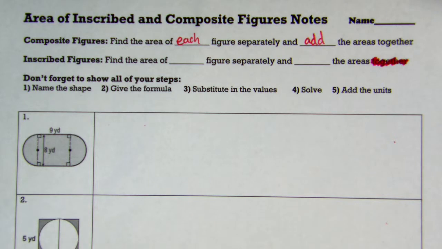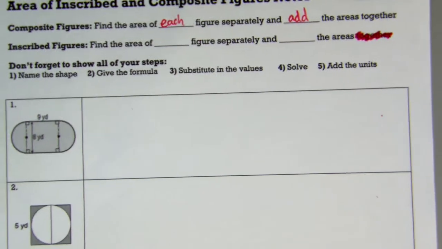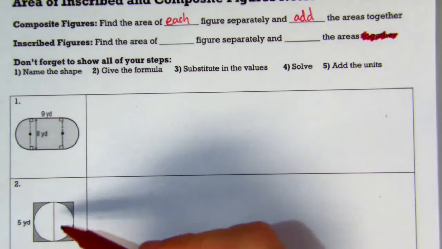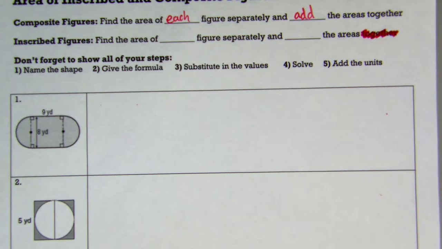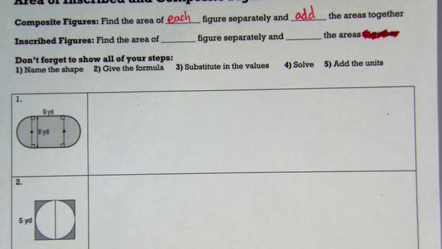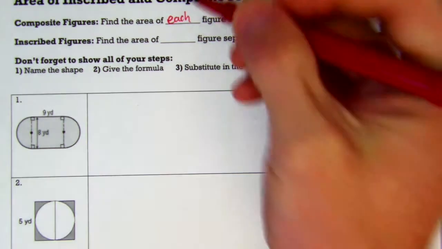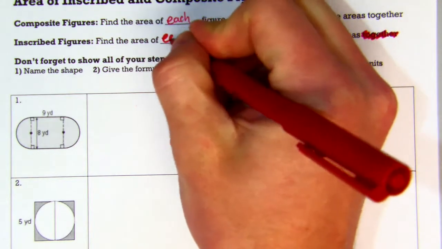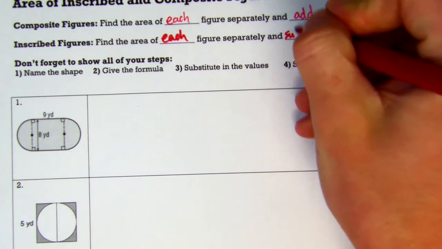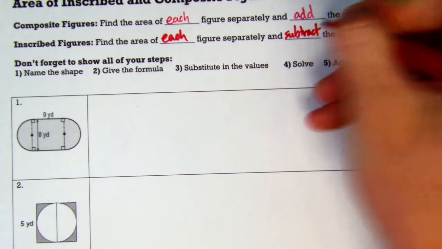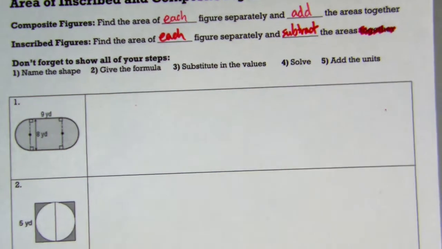Our next one is our inscribed figures. Inscribed figures, you're going to notice, have a shaded portion as well as a non-shaded portion. Just like our composite figures, we're going to be finding the shaded portion, but in this case we're going to have to find each figure separately, and then we're going to be subtracting our areas. By subtracting our areas, we're going to be able to find the shaded portion.